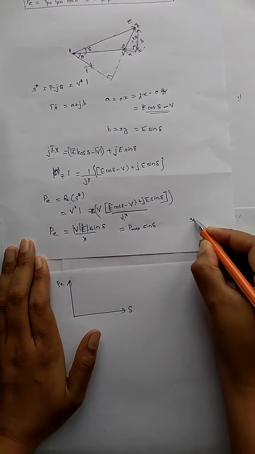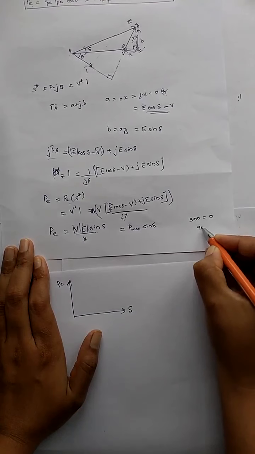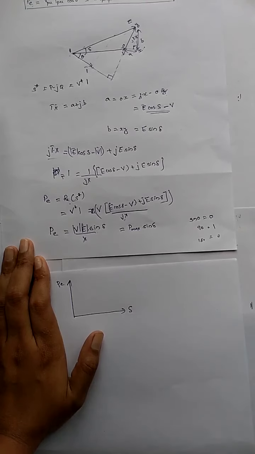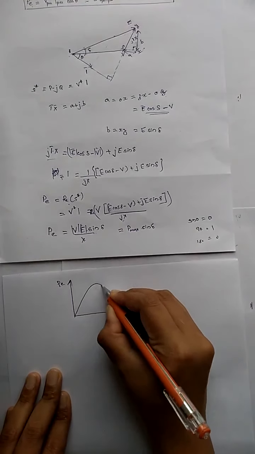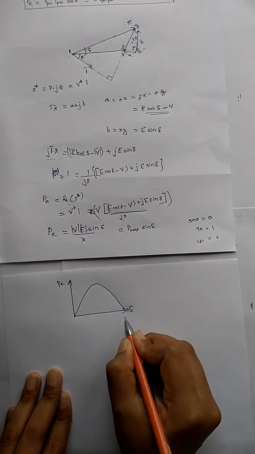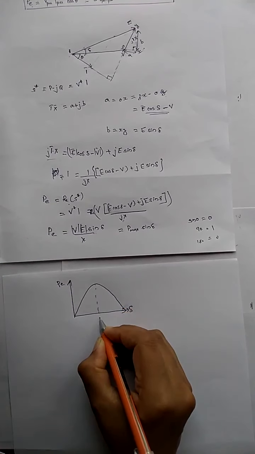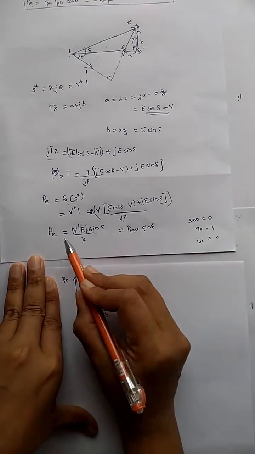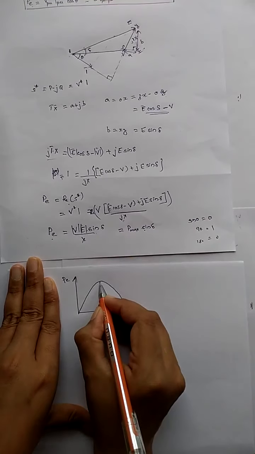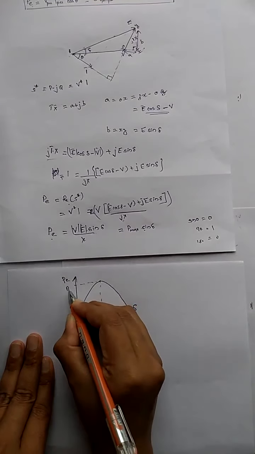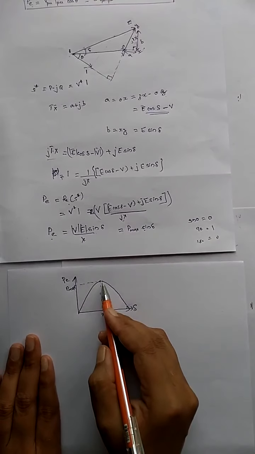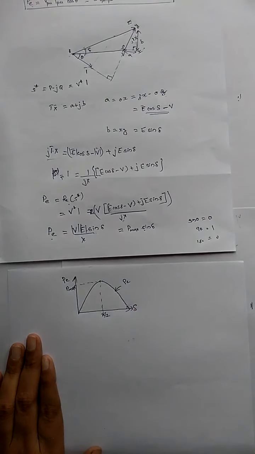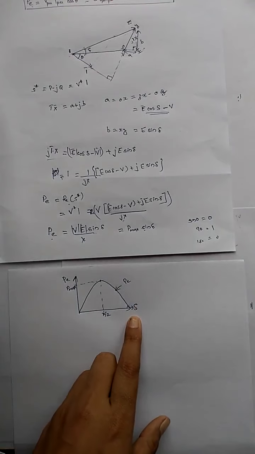Sine 0 is equal to 0, sine 90 is 1, then at 180 it will again reach 0, isn't it? So the graph will be something like this. The maximum happens at pi by 2 or 90 degrees. Sine 90 is 1, so P is at the maximum power, that is P max. So this is P max, this is delta 0, and this is the power curve PE, or electrical power, and this is the angle delta.